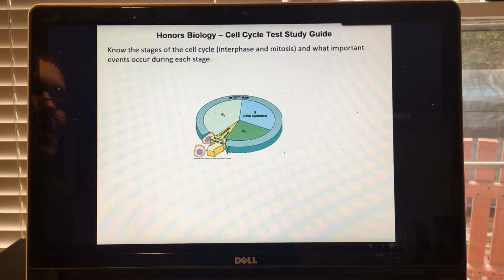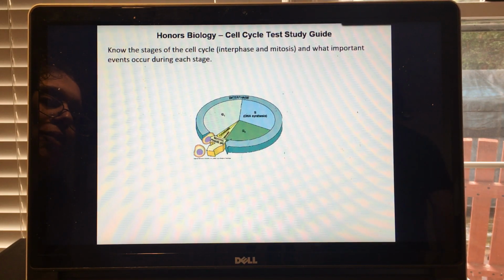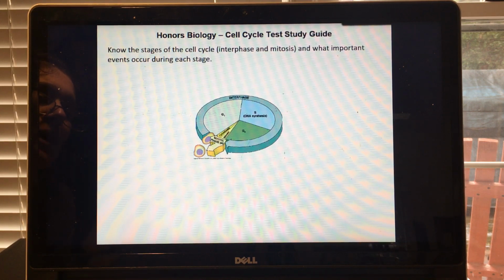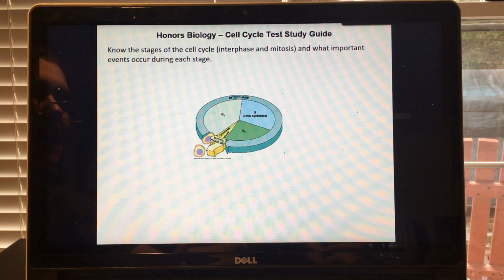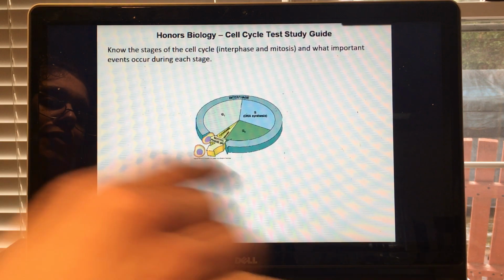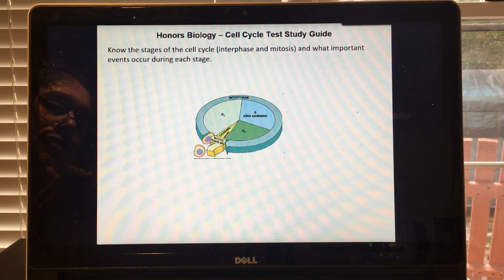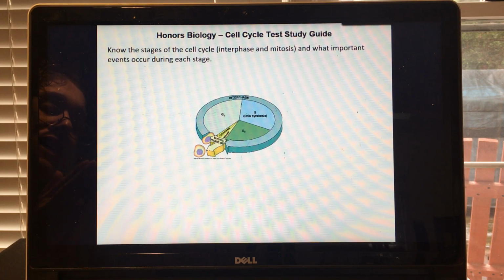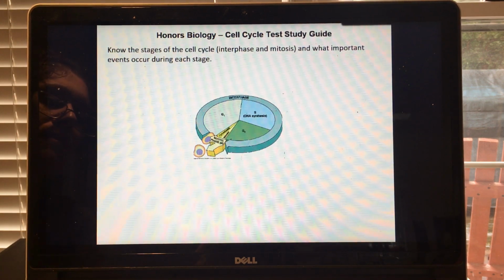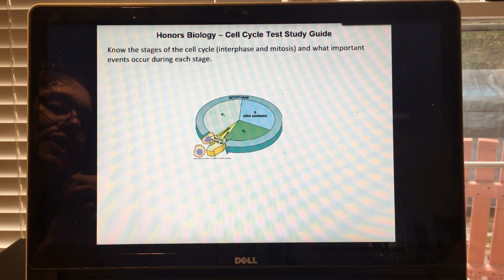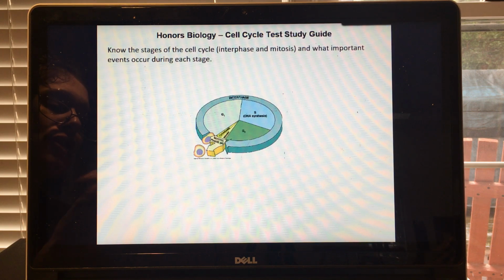Okay, so I'm going to start with a little bit of a review of the cell cycle before we get into mitosis, which will be the focus of today's mini lecture. But first, remember that the cell cycle is really in two phases: interphase, which is the time between divisions, and mitosis. And remember that interphase is separated into G1, S, and G2.